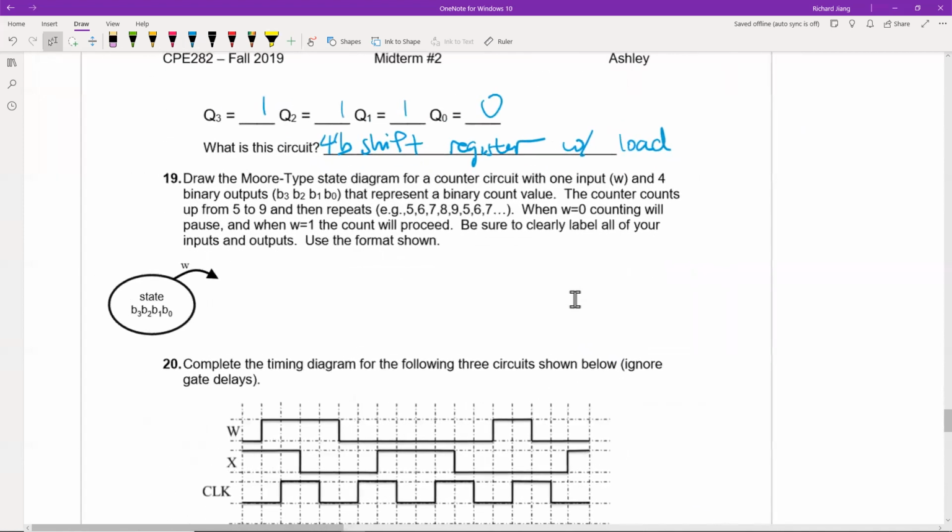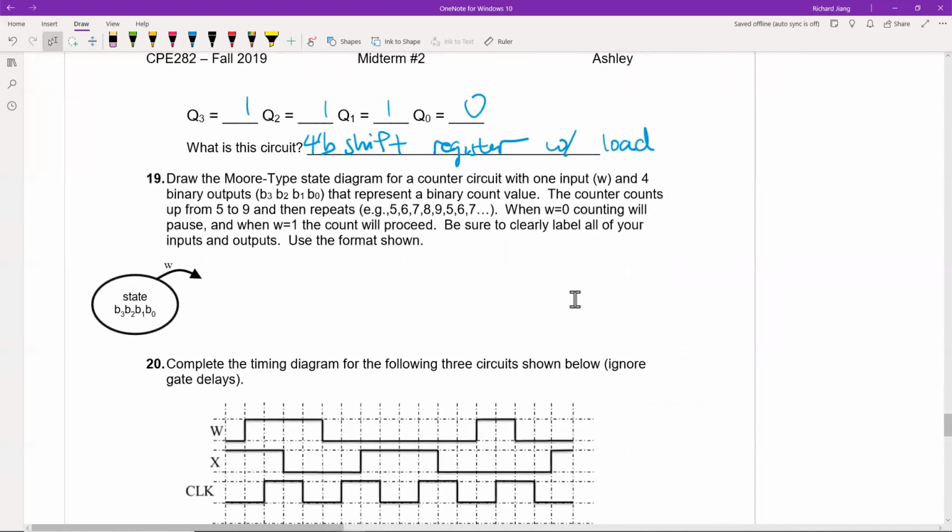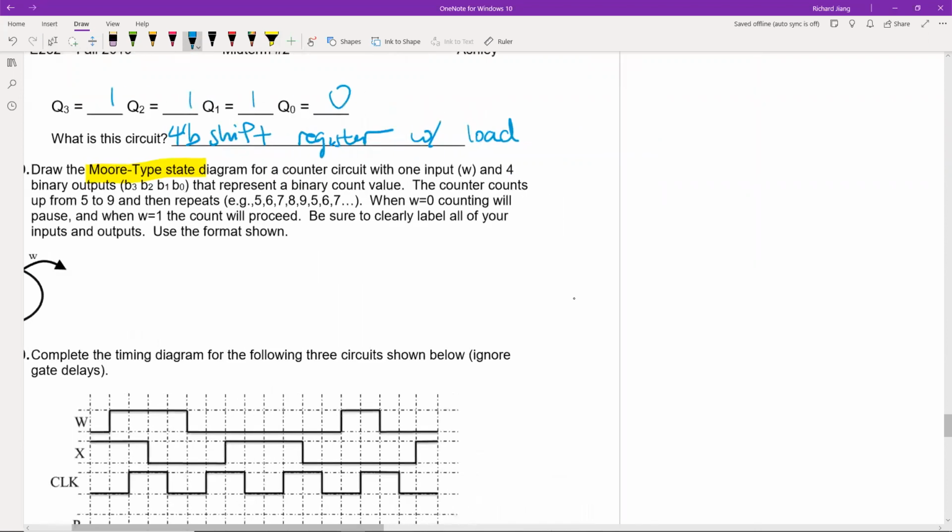This one is number 19. It says draw the Moore type state diagram for a counter circuit with 1 input W and 4 binary outputs B3, B2, B1, B0 that represent a binary count value. The counter counts up from 5 to 9 and then repeats. That looks really similar to a question that we did earlier, where it goes from 3 to 10. But we're doing 5 to 9 now. And the other difference is that now instead of using a counter, we're doing a state machine for it. So there are 2 small differences, but ultimately it's still easy.